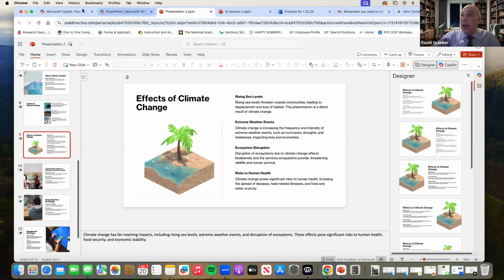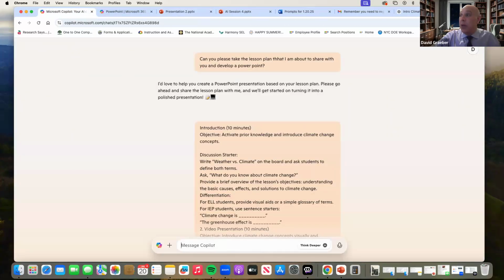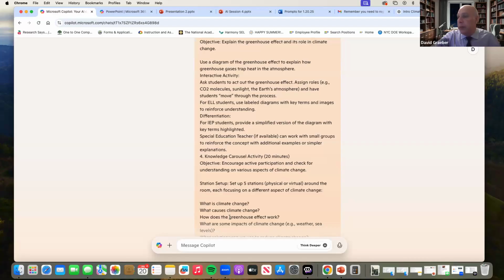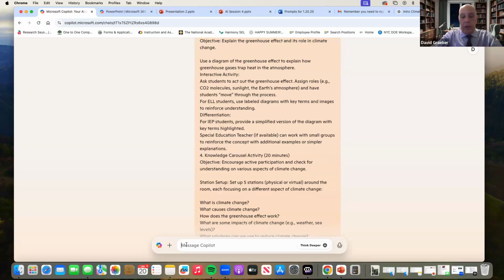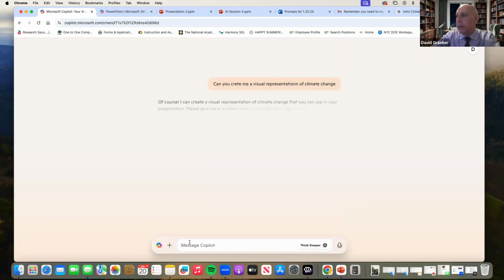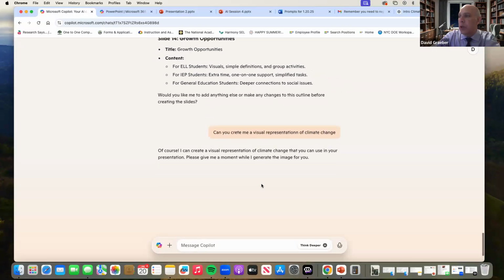So as you can see, I can use these tools interactively between one another by cutting and pasting. I can use them separately. Some of them do visuals better. Here, again, I can say, can you create me a visual representation of climate change? Let's see what it does. It's generating the image for me. Come back to that in a minute.